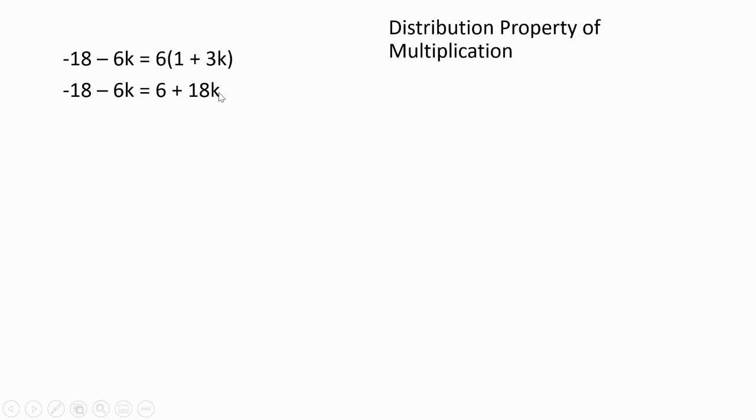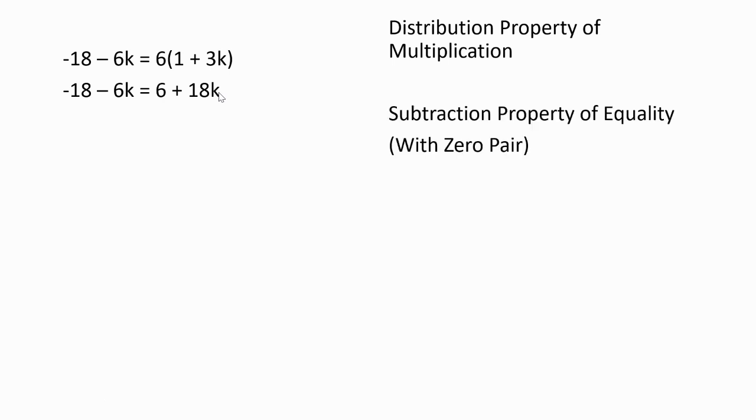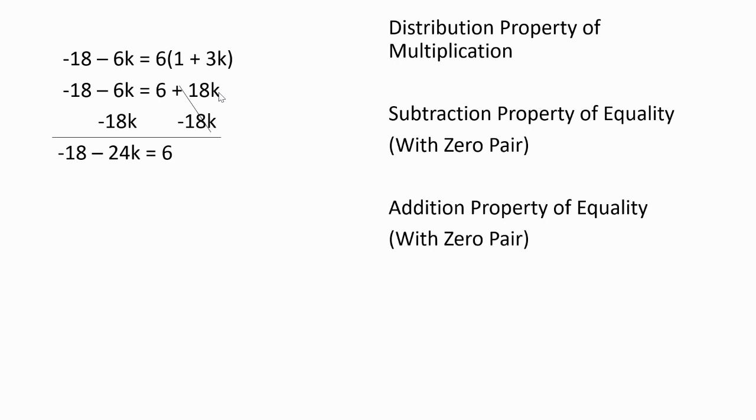Now that there's nothing else to simplify, I'm going to add or subtract and get the k's, the variables, on the same side. I like to move stuff to the left, but it doesn't really matter. I'm going to subtract an 18k. I could just as well add a 6k to both sides. It's going to come out the same answer either way. So now I get a zero pair, right? And then I combine like terms.